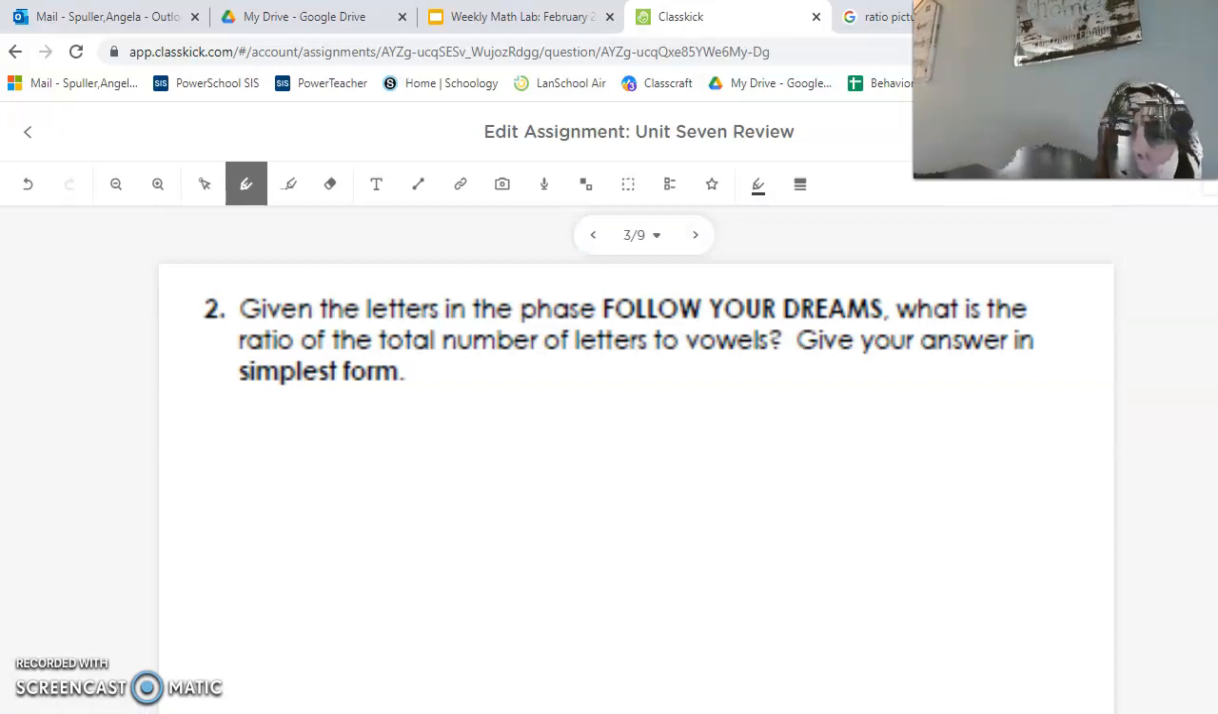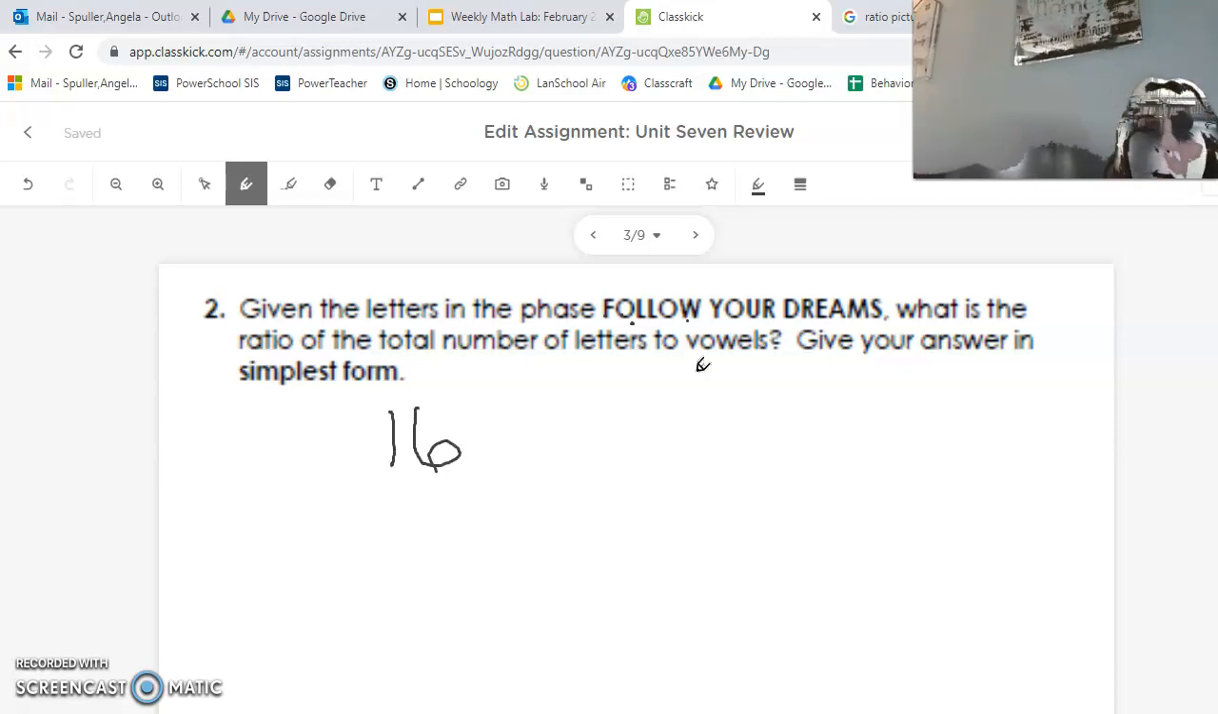Now this one says give the letters in the phrase follow your dreams. What is the ratio of total number of letters to vowels? Well, let's count total first. 1, 2, 3, 4, 5, 6, 7, 8, 9, 10, and so on. So there's 16 letters all together.